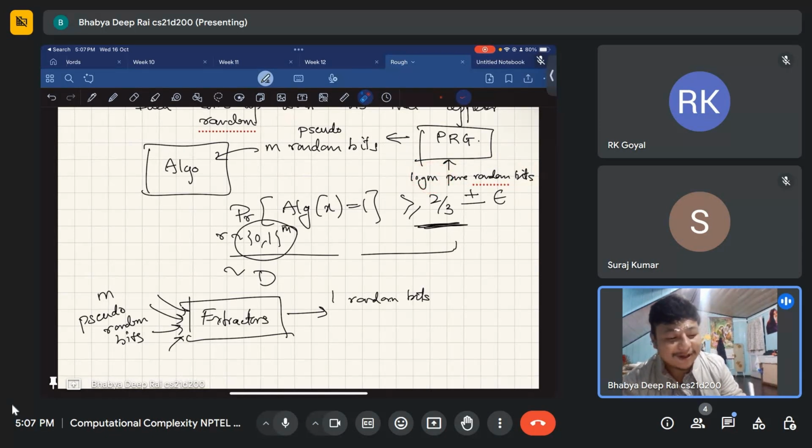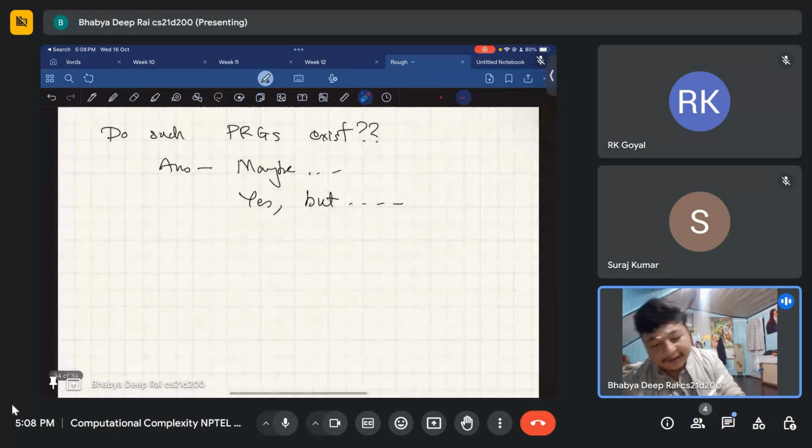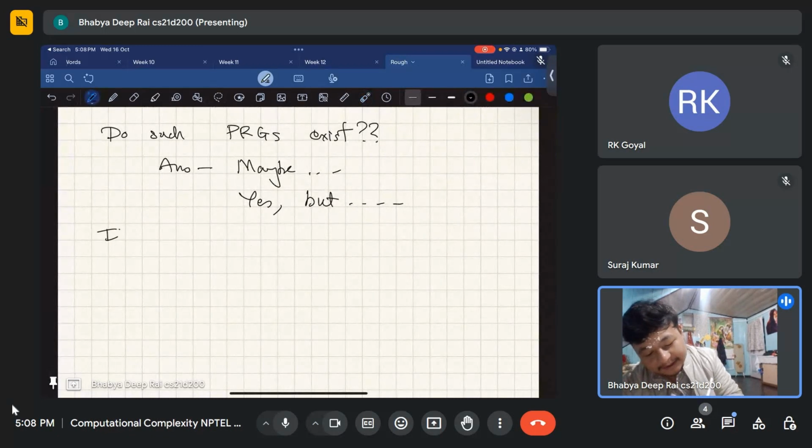If I go across all log m length strings, how much time will I take? M time, polynomial time. In polynomial time, I'll go across all the random bits and obtain the pseudo random bits and then run the algorithm. Well, I've de-randomized. There is no randomness anymore. I'll just go across all these bits, keep adding, and calculate the probability at the end. So that is the idea, and there is something called Impagliazzo-Wigderson.